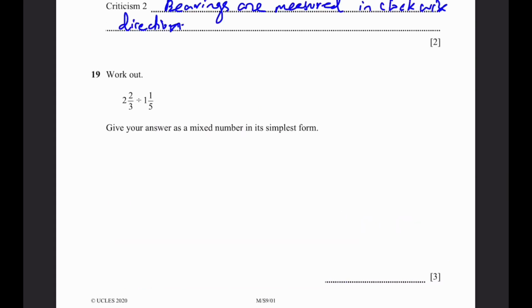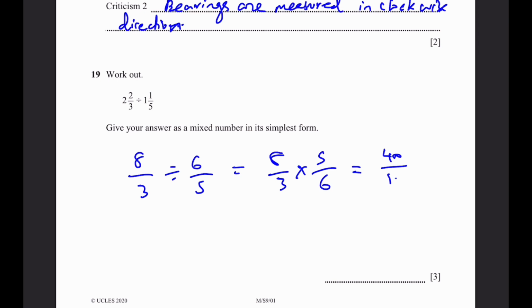Question 19. Work out 2/3 divided by 1/5. Give your answer as a mixed number in simplest form. That'll be 8/3 divided by 6/5. 8/3 times 5/6, which is equal to 40/18, which is equal to 20/9, which is 2 2/9.